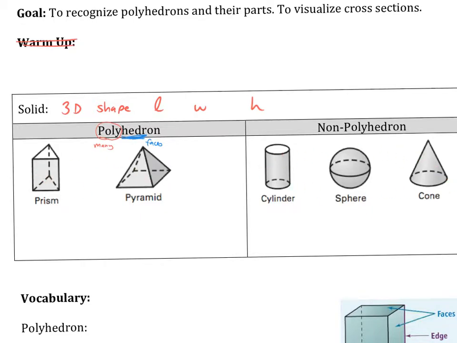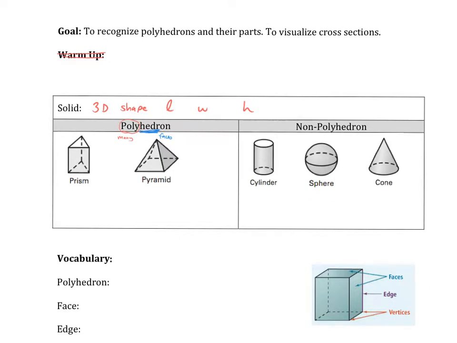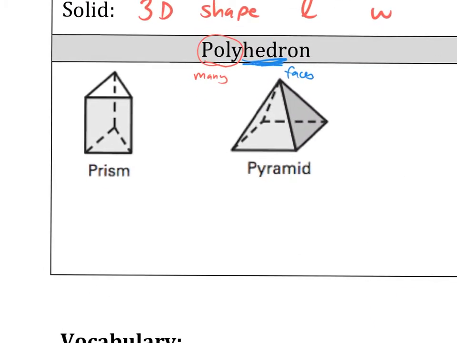Go ahead and chat real quick with your neighbor. How do we identify a polyhedron versus a non-polyhedron? So the key thing here about polyhedrons is that every face is a polygon. That is, remember, polygons have no curves. Polygons have no crossing, and polygons also are closed.